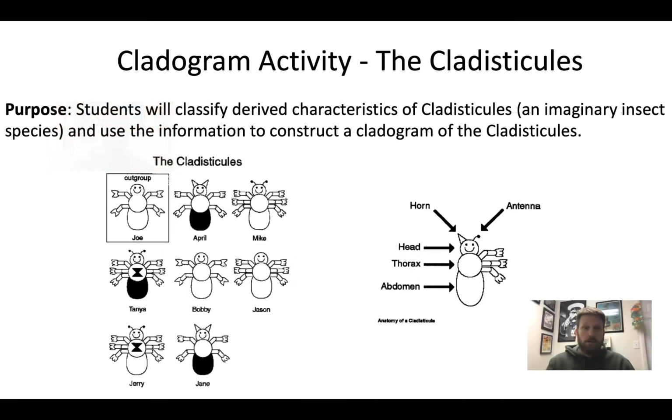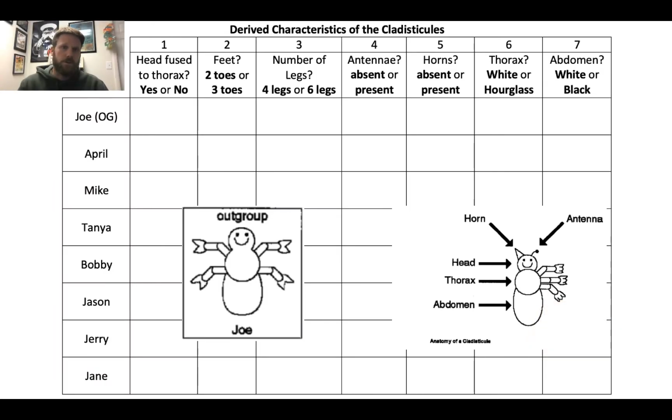Okay, so these are our cladisticules. We're going to first write down the derived characteristics that we observe on our cladisticules and then use that information to construct a cladogram of our little imaginary insects. So the first thing we want to do is fill out our data table. We'll do a couple together and then you have the rest on your own. Let's start with Joe, our outgroup, our original cladisticule.